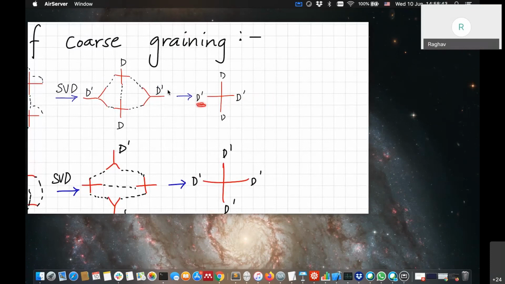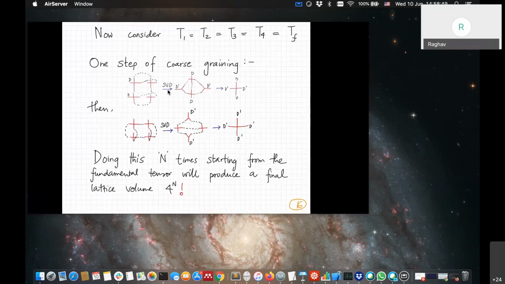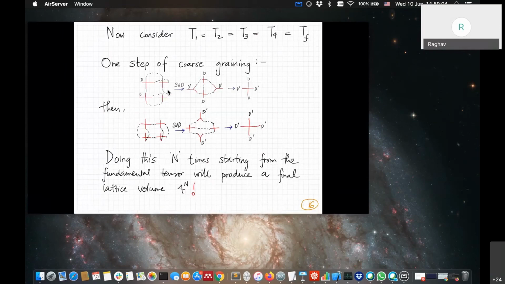D prime is of lower rank. D is the original size, and D prime is the lower rank. So we are applying SVD along this direction, which reduces the dimensionality of that leg along that direction. And then we do it along this direction. And that's why you see a triangle like this. We'll come back to this tomorrow in more detail.